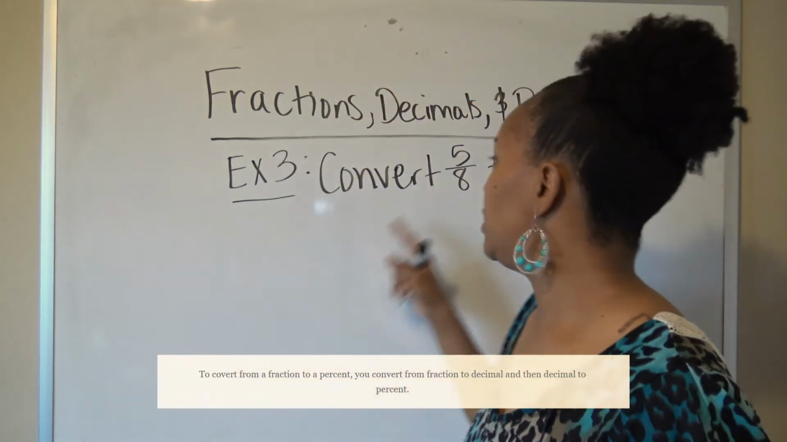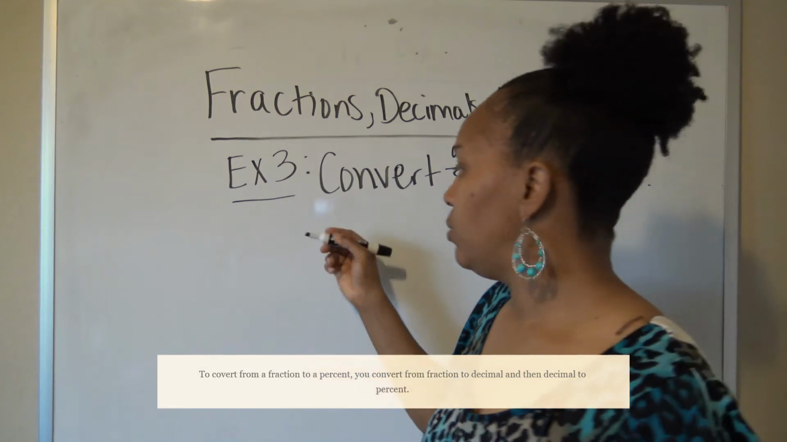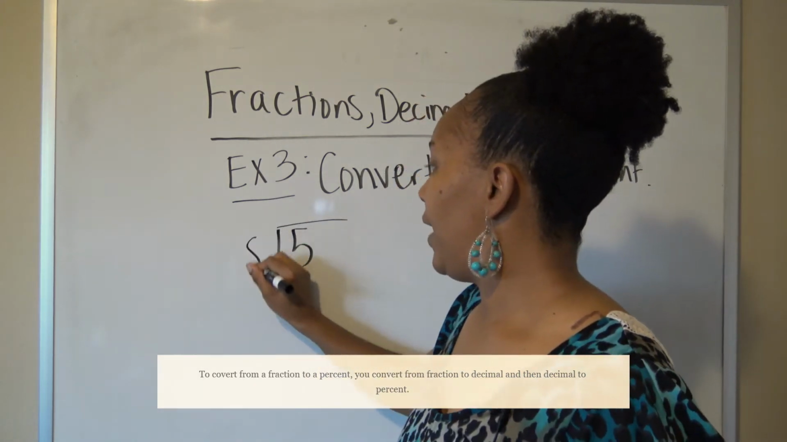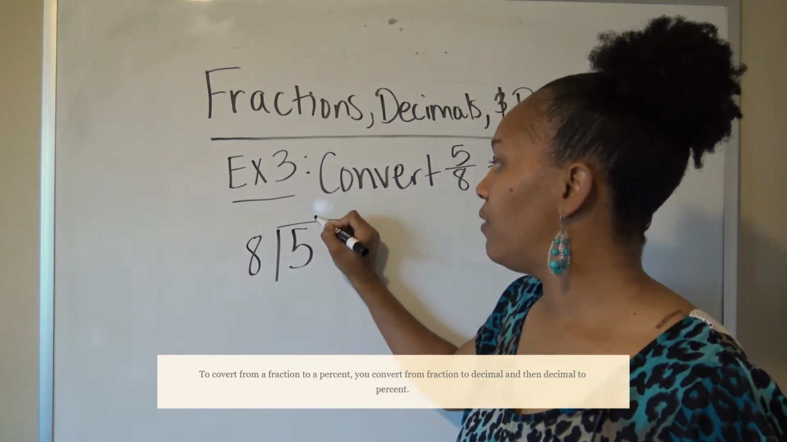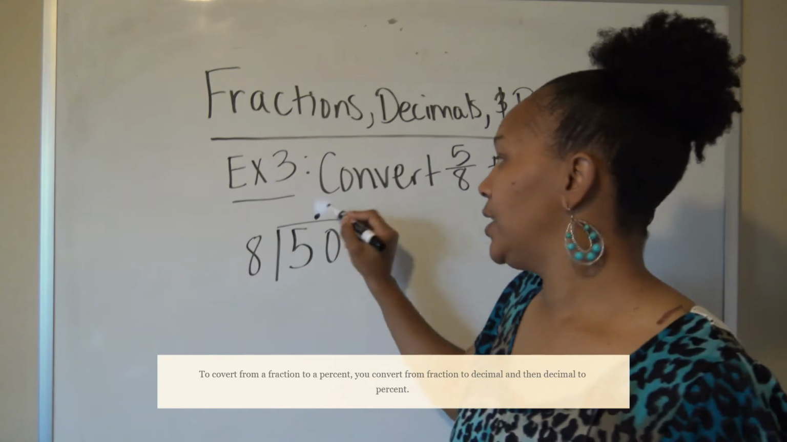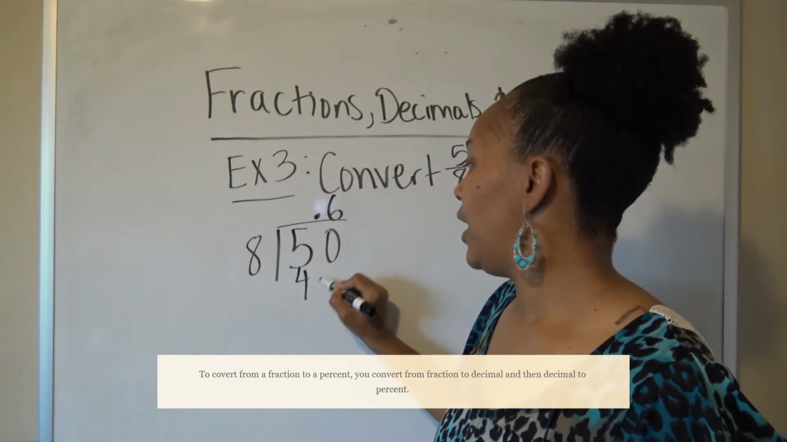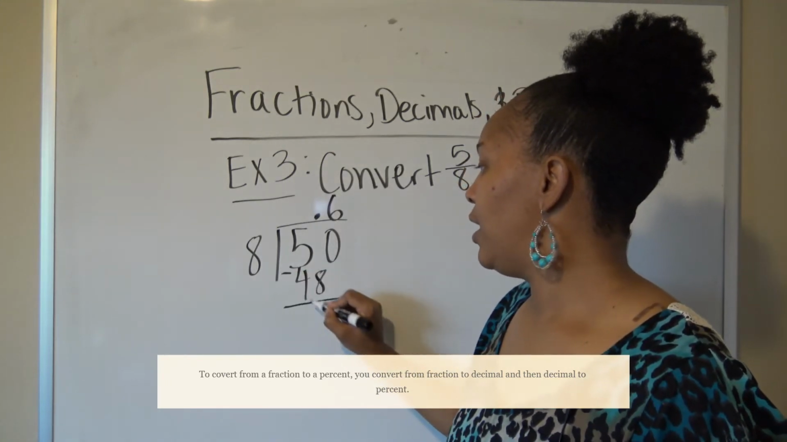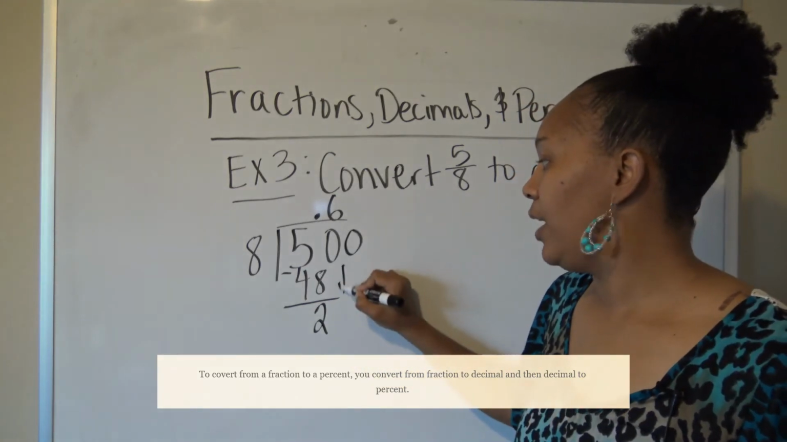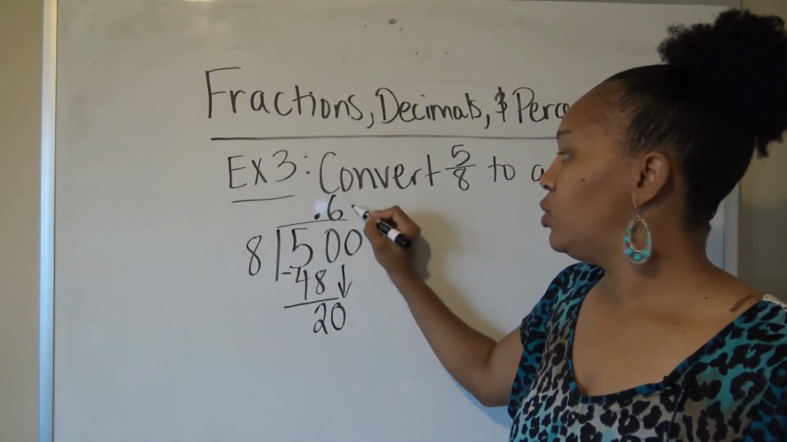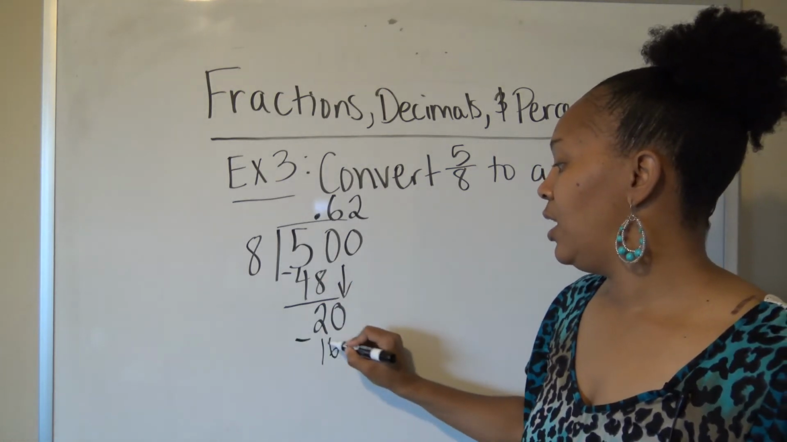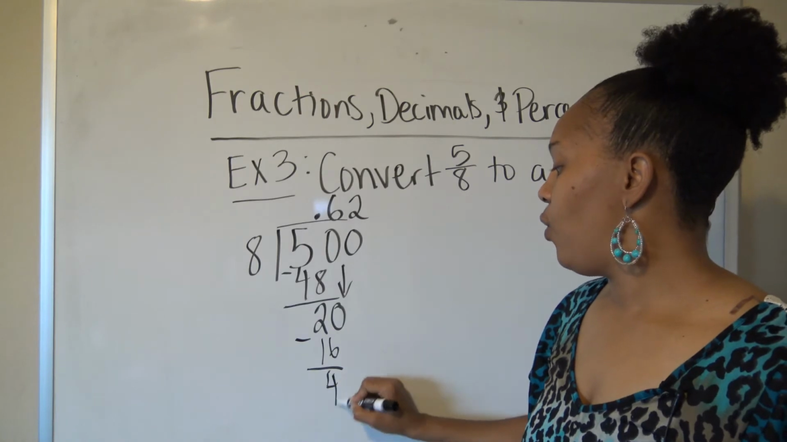And so first we need to convert 5/8 to a decimal. So we're going to divide 5 divided by 8. 8 does not go into 5, so I'm going to add a decimal and a 0. And 8 goes into 50 6 times because 8 times 6 is 48. If we subtract, we get a 2. We add a 0 and drop it down. 8 goes into 20 2 times because 8 times 2 is 16. 20 minus 16 is 4.